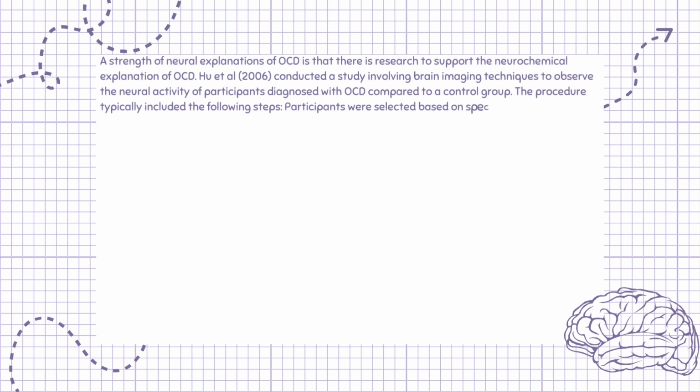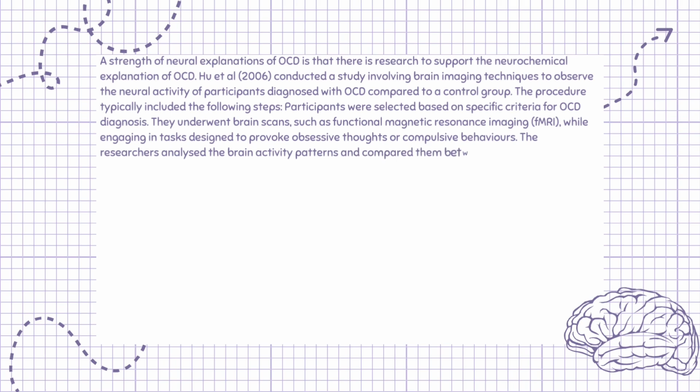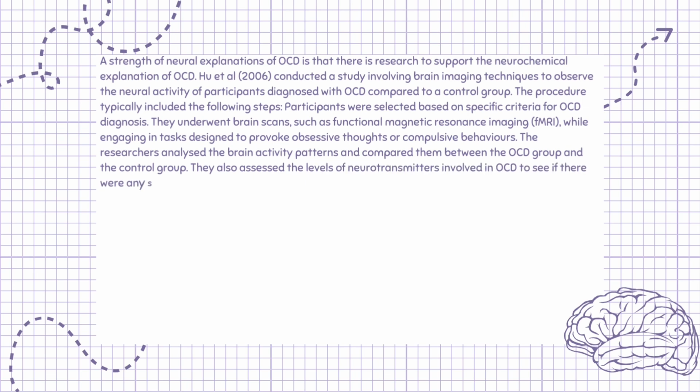Participants were selected based on specific criteria for OCD diagnosis. They underwent brain scans, such as functional magnetic resonance imaging, fMRI, while engaging in tasks designed to provoke obsessive thoughts or compulsive behaviors. The researchers analyzed the brain activity patterns and compared them between the OCD group and the control group. They also assessed the levels of neurotransmitters involved in OCD to see if there were any significant differences.